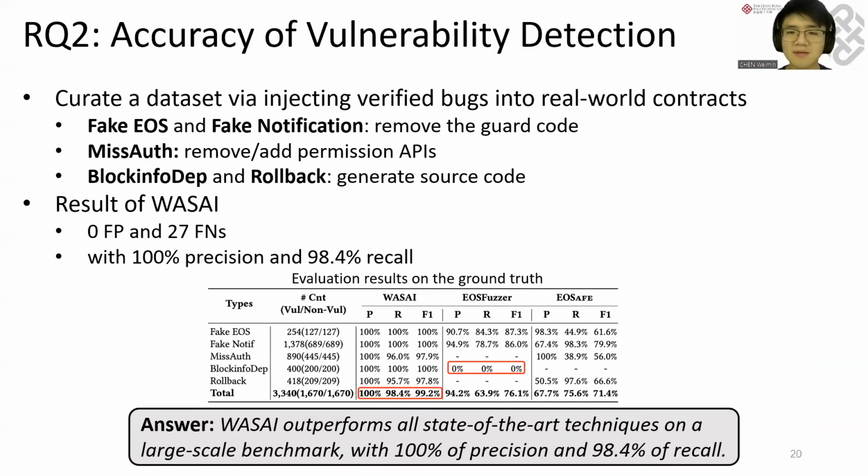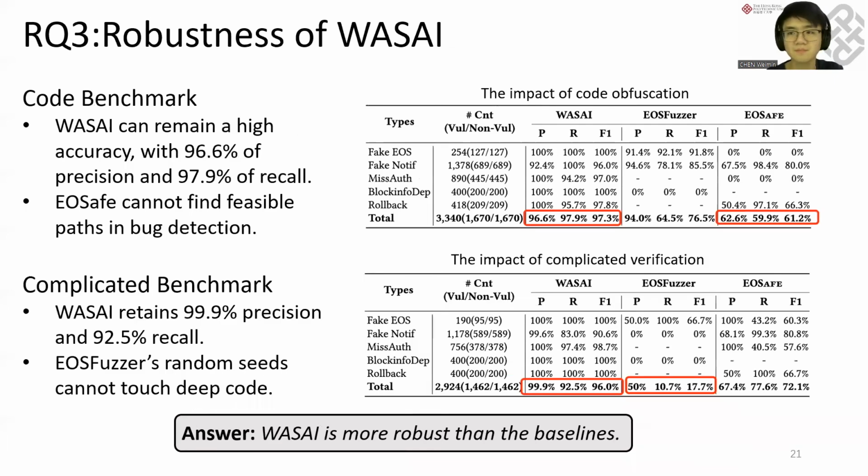In RQ2, we create a dataset by injecting verified bugs into real-world contracts, just like LAVA. For fake EOS and fake notification vulnerabilities, we remove the checks from the safe samples to generate vulnerable ones. For missing authorization vulnerabilities, we remove and add permission APIs to generate ground truths. As for block info dependency and rollback vulnerabilities, we generate samples by customizing the source code. As a result, WASAI outperforms all state-of-the-art techniques on a large-scale benchmark with 100% precision and 98.4% recall.